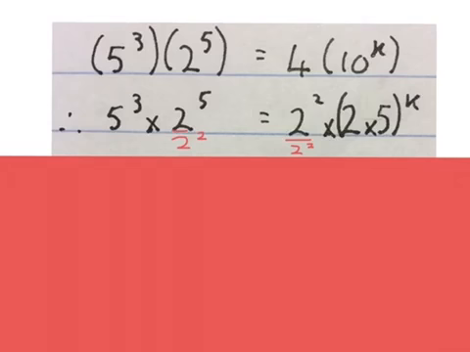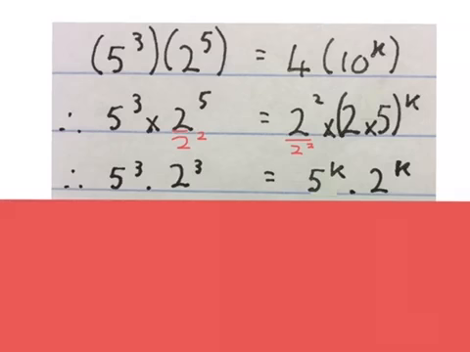Now I divide by 2 to the power of 2 on both sides. So this 5 to the power of 3 will stay. This will become 2 to the power of 3. That 2 to the power of 2 will be cancelled away. That k I will times in with exponent law 3 with a 1 over there. We'll get 5 to the power of k. And then I'll times the k with that 1 over there, and that'll give me 2 to the power of k. I just swap them around.